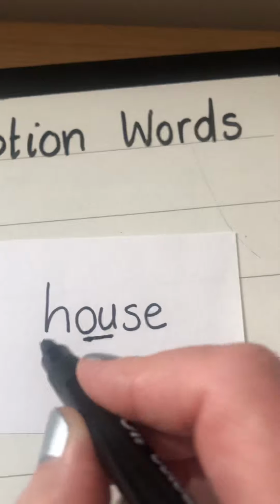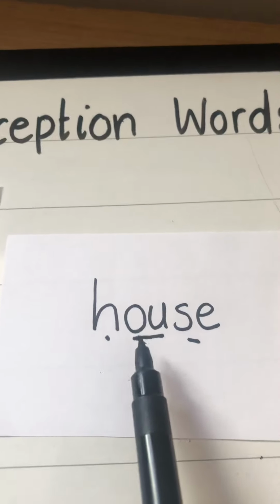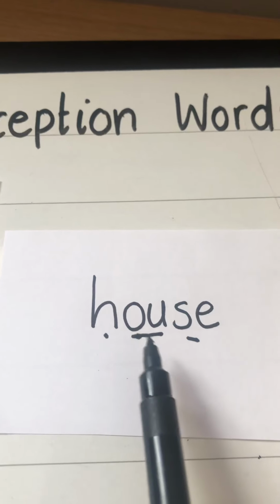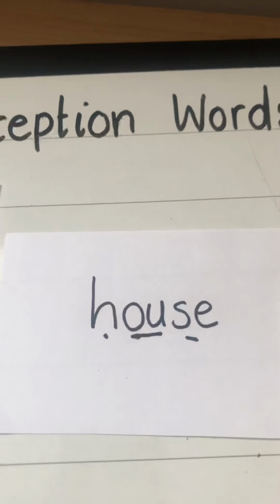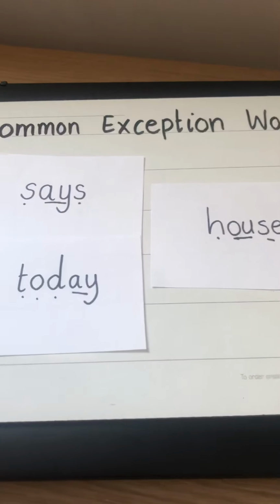House. House. Now, we have already learned the ow sound, the O and the U making the ow sound, so that should make it a little bit easier. So there's the 3 words for today.